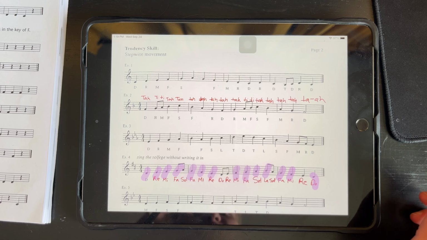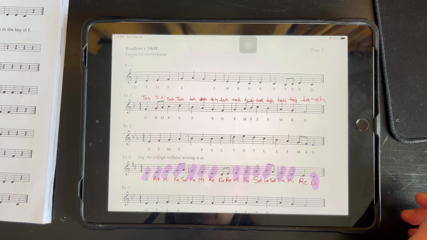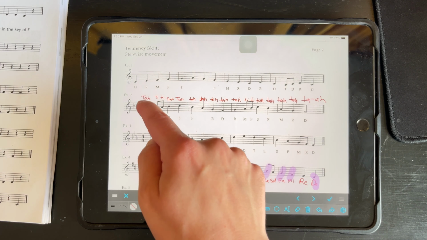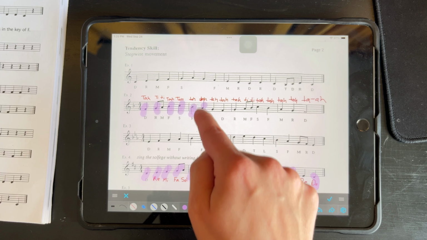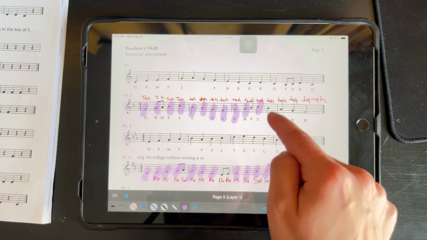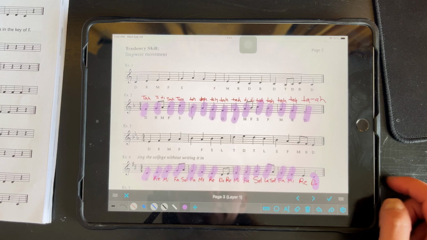So now I've written in my rhythms, and now I can read the rhythms in this exercise, okay? 1, 2, ready, go. Ta, ti, ti, ta, ta, ta, ta, ta, ta, ta, ti, ti, ta, ta, ta, ta, ta.